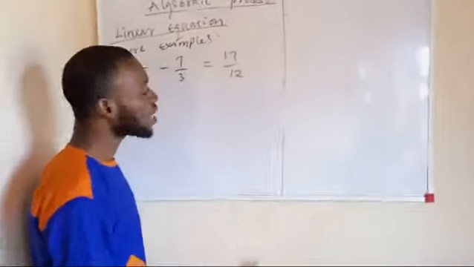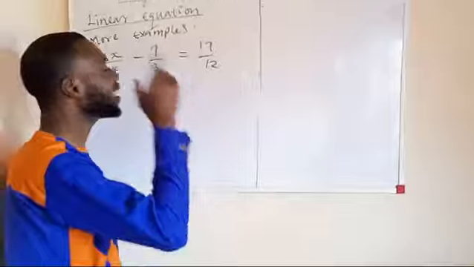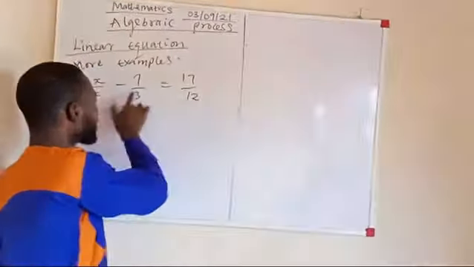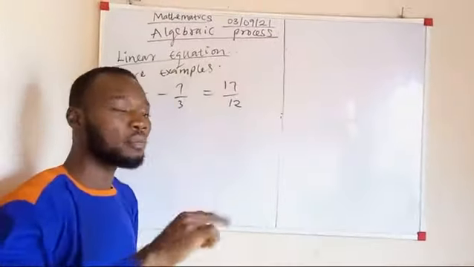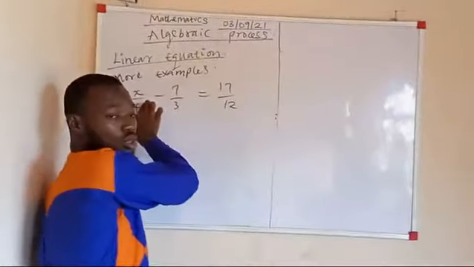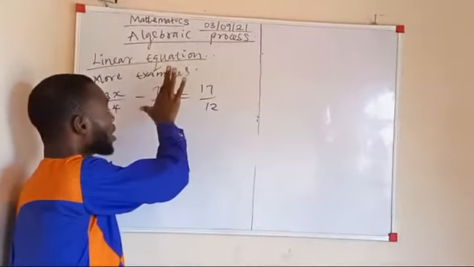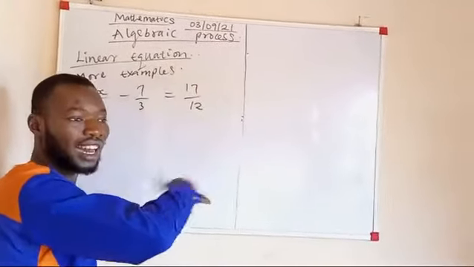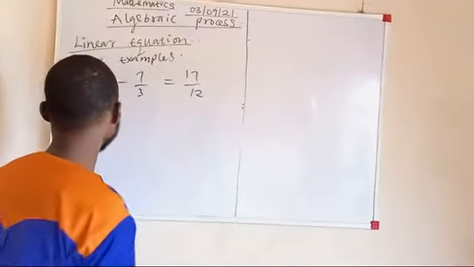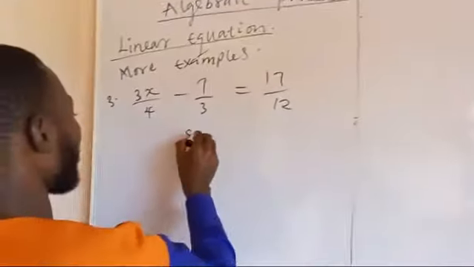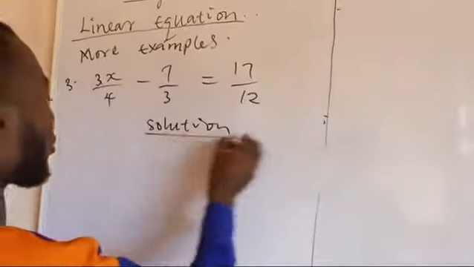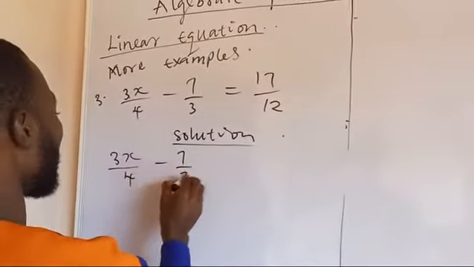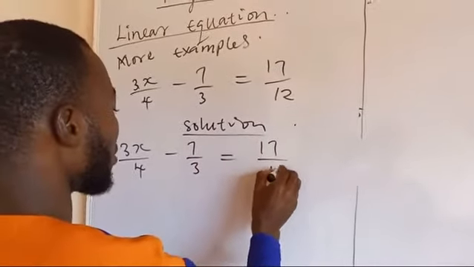So after looking for the LCM, you multiply each term. I told you that everything here is called terms. This is first term, second term, third term. You multiply each term by the LCM. So the LCM is 12. That means you are going to multiply this by 12, multiply this by 12, multiply this by 12, so that you will eliminate the fraction and make it be in linear form. So let's go. We have 3x divided by 4 minus 7 divided by 3 is equals to 17 divided by 12.